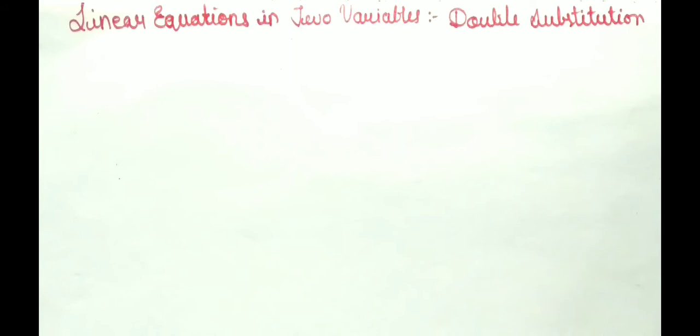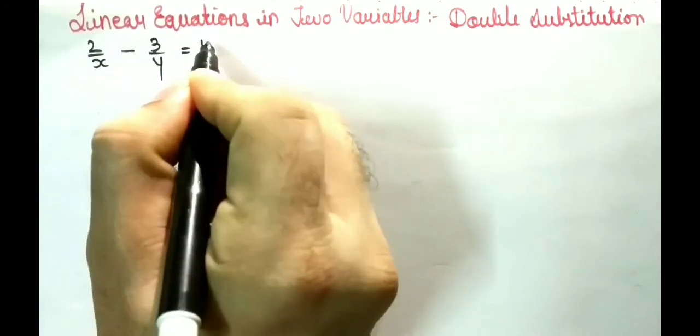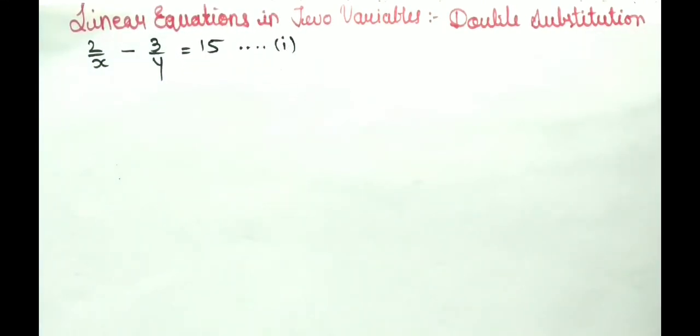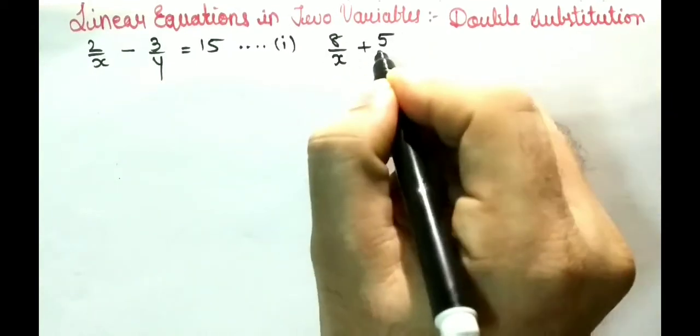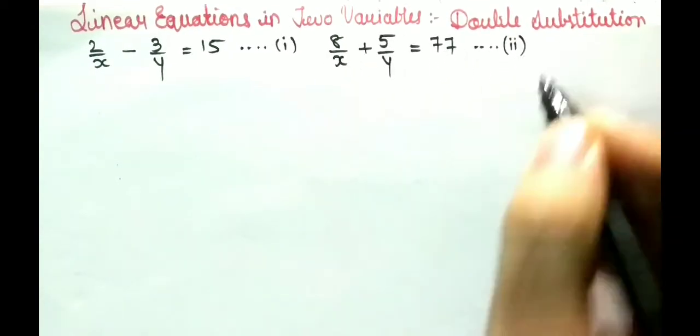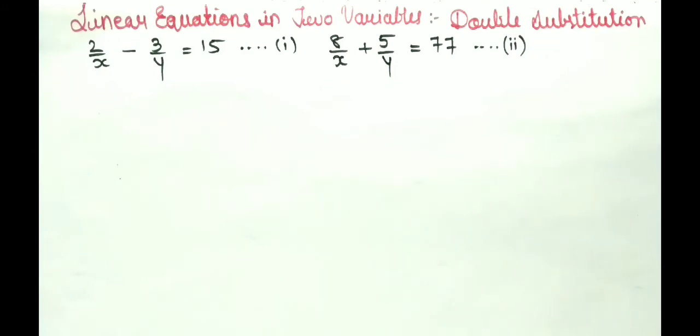Now let's learn to solve a different type of equation. Now this is not a different method, rather the same substitution method employed twice. Therefore, I call these kind of sums to be solved as double substitution sums. Now let's look at some example from the textbook. Here, 2 upon x minus 3 upon y is equal to 15 is my equation number 1, and 8x plus 5 upon y is equal to 77 is my equation 2.